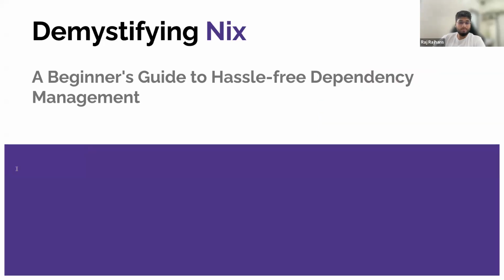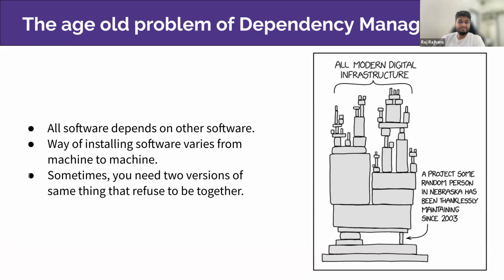Moving on to today's topic. Right in the title of the presentation, there is this thing called dependency management, right? What does that mean? Dependency management is an age-old problem of software development, wherein all of your software depends on other software, right? And solving those problems is like solving a Rubik's cube that constantly keeps changing colors.